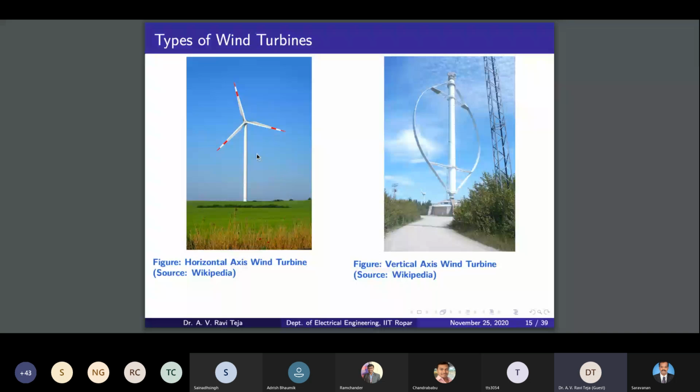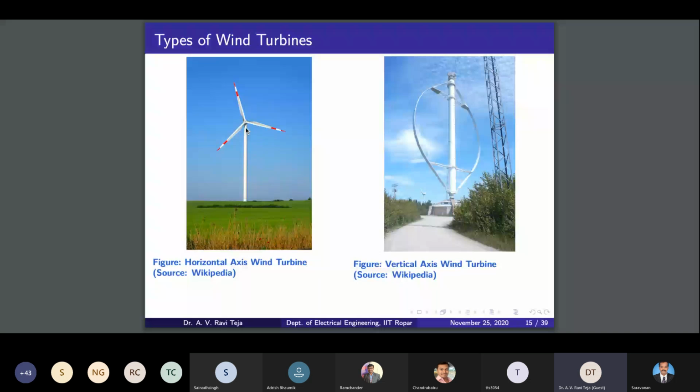So the generator, the gearbox if you are using it for amplifying the speed, and then the converter, everything I have to place at the top of the tower at this axis where three blades are intersecting. Behind that, I have to place all the equipment. So these equipment will be heavy because these turbines are of megawatt or gigawatt rating. So all these equipment have to be placed at the top of the tower.